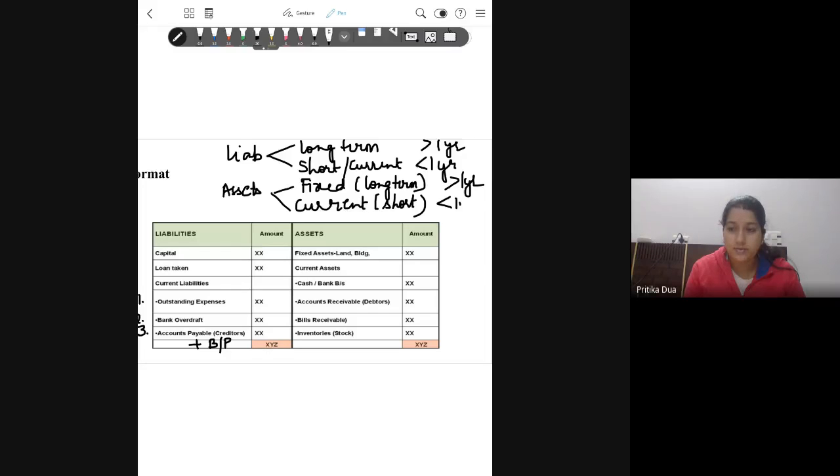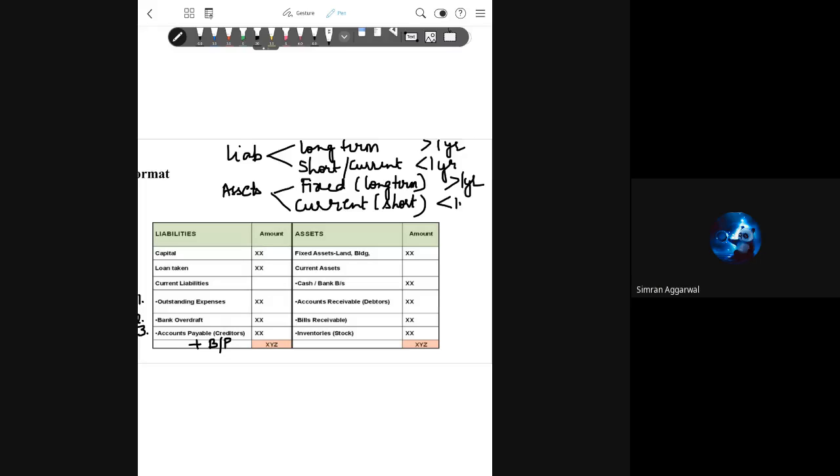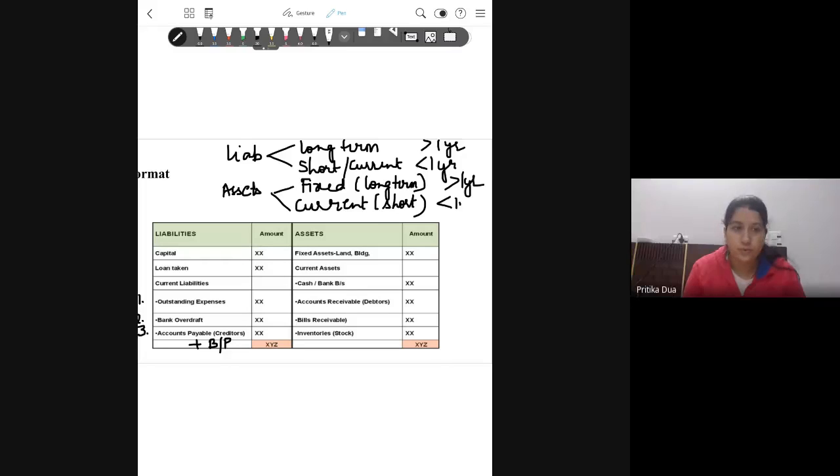In the format, if there's any question you can ask. Ma'am, we don't have to use To and By here? No, no, that is not done. Okay, because the trading account and P&L account were proper accounts, and your balance sheet is a statement, so in a statement To and By are not used. Okay, ma'am. Any other question, anyone?